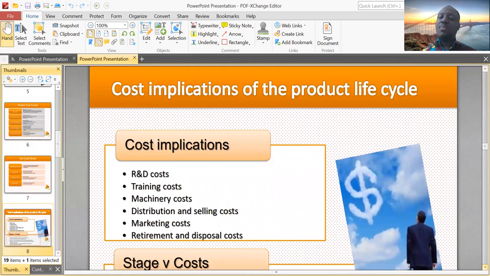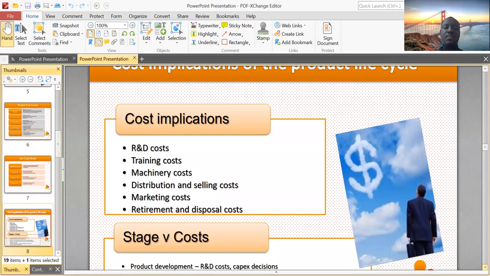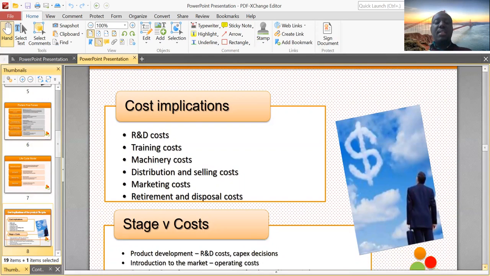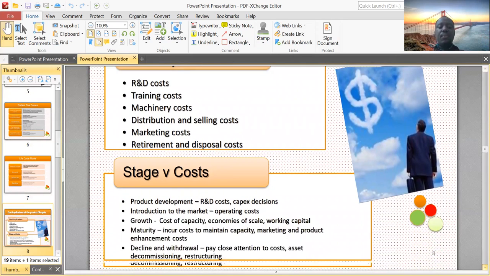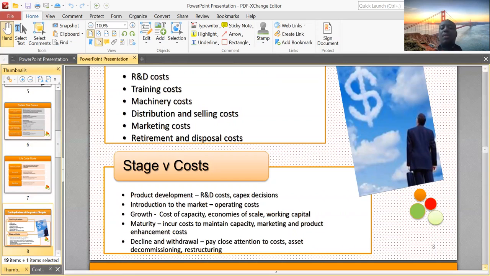So what are the cost implications of the product life cycle? There are different costs associated with the product life cycle. For example, training costs, machinery costs, marketing costs, R&D costs. Every stage has its own costs. So let's talk about the product development stage. At this stage, the main costs are the research and development costs. Here you are making a lot of investments: your capital expenditure, your research and development, trying to come up with a new product. These are some of the costs you see here.